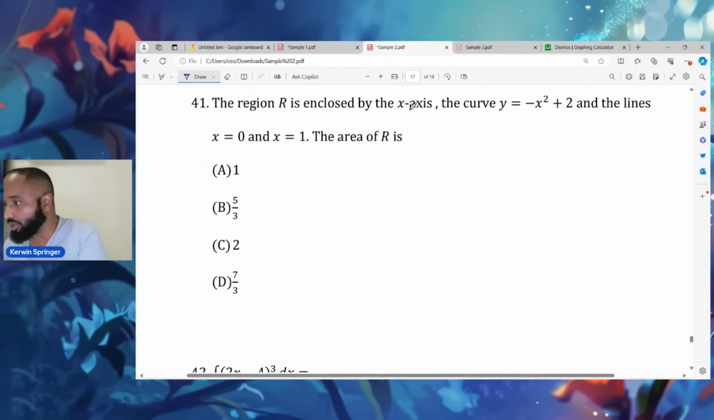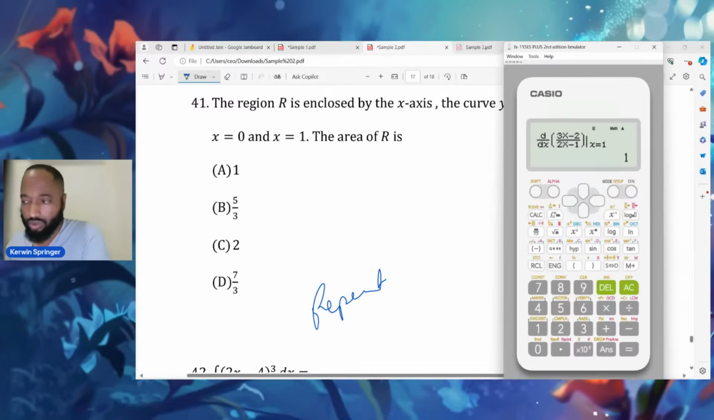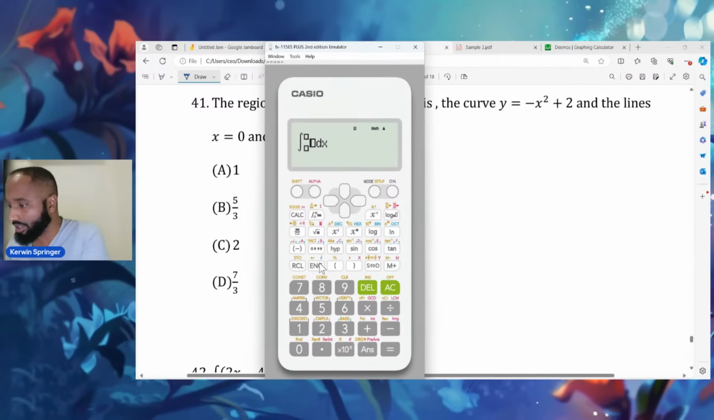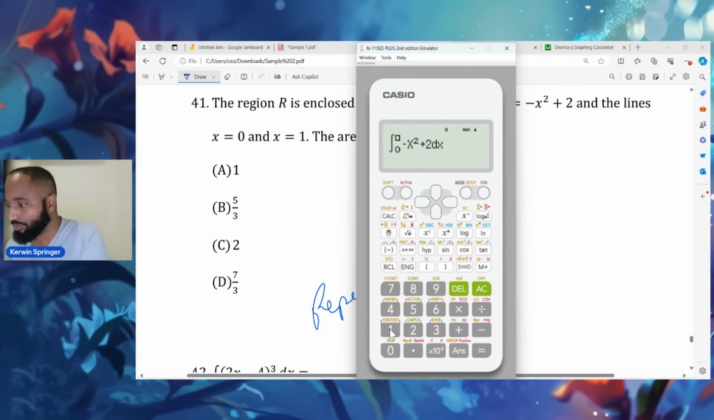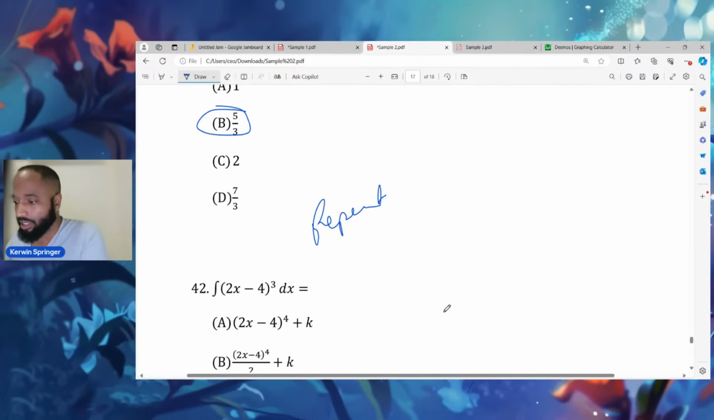The region enclosed by the x-axis, the curve, blah, blah, blah. Was this a repeat? I think it's a repeat, but let's just do it nevertheless. So this is integrating between, so I'm going to put negative, use this sign for negative, don't use the minus here, always use this for negative. Squared plus 2, 0, 2, 1, 5 over 3, B is the answer. Keep it pumping.